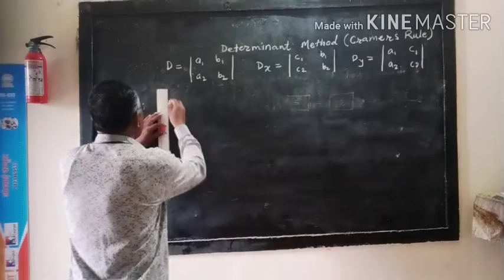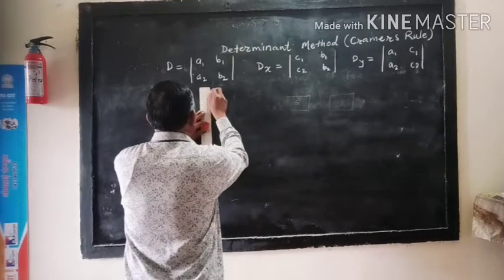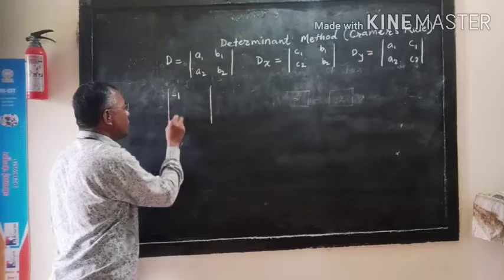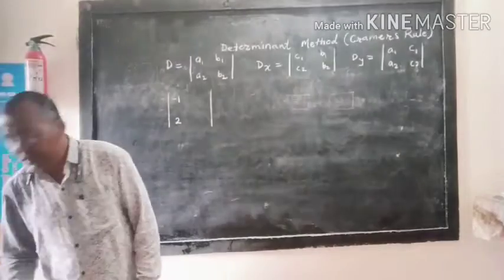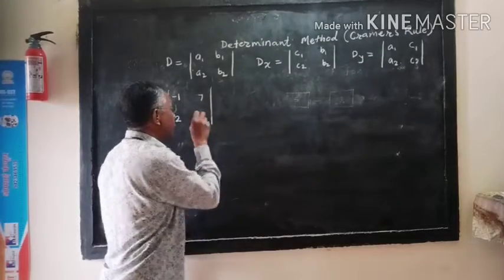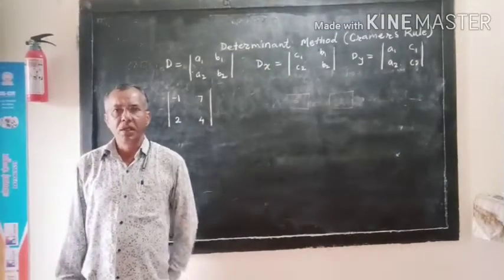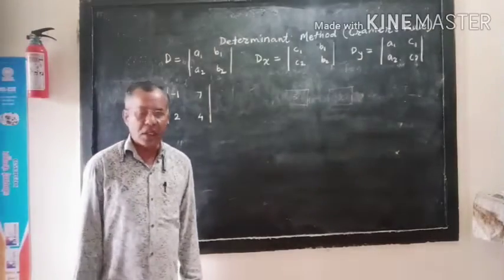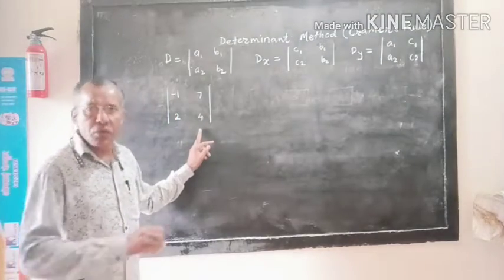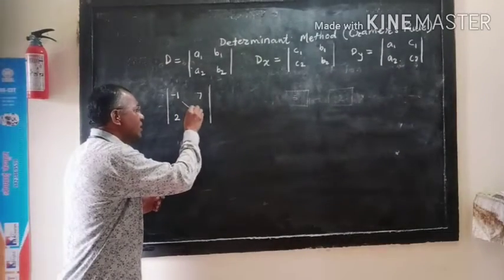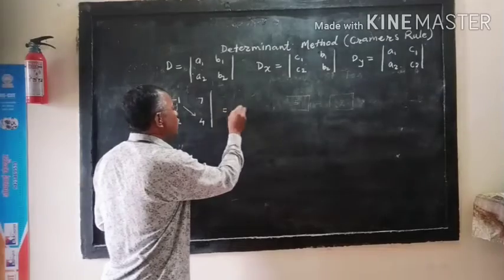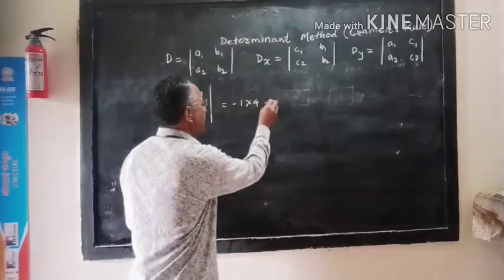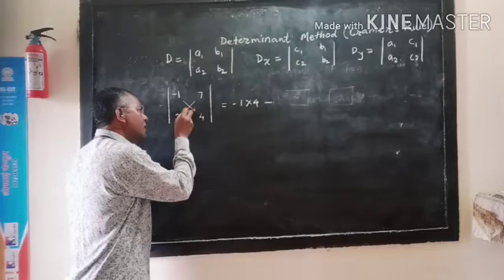It is a determinant here. We have to find the value of this determinant: minus 1, 2, and 7 and 4. It is the first sub question of the second question of exercise 1.3. Now see here, what you have to do, you have to multiply this. That is equal to minus 1 multiplied by 4. Here is a sign minus. You have to multiply this then.